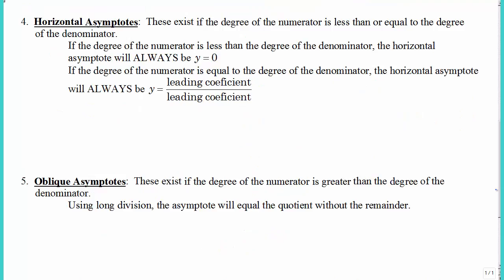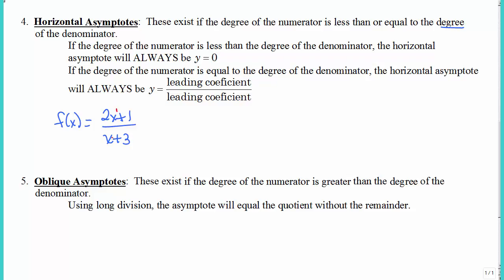Now, how do we find horizontal asymptotes? Well, those do not always exist. They only exist if the degree of the numerator is less than or equal to the degree of the denominator. Now remember, the degree just means the highest exponent. And so if we go back to our reduced equation that we just had, which was 2x plus 1 over x plus 3, what would be the degree of the numerator and the denominator?